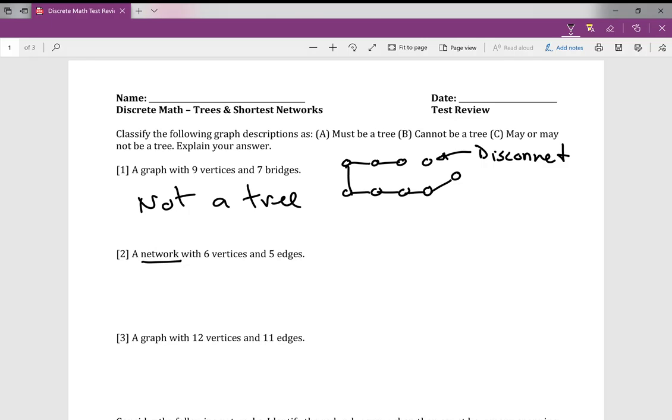Number 2, we see they use the word network. A network with 6 vertices and 5 edges. A network means it must be connected. 1, 2, 3, 4, 5, 6, and 5 edges. So it is a tree.